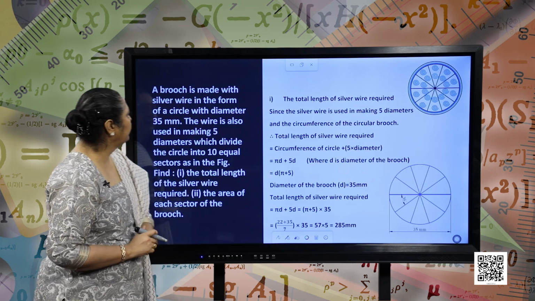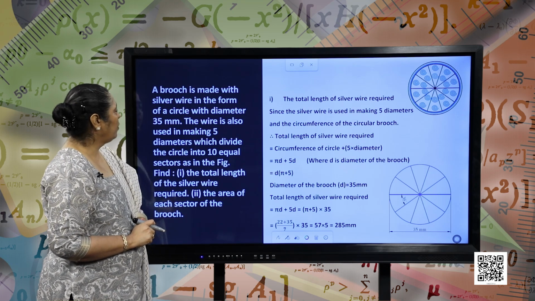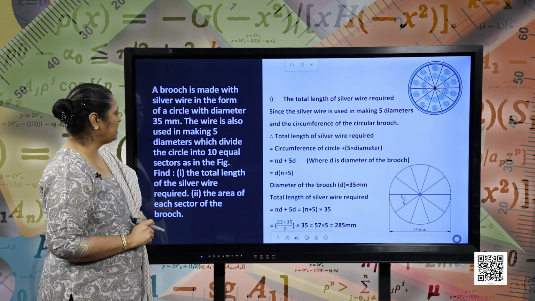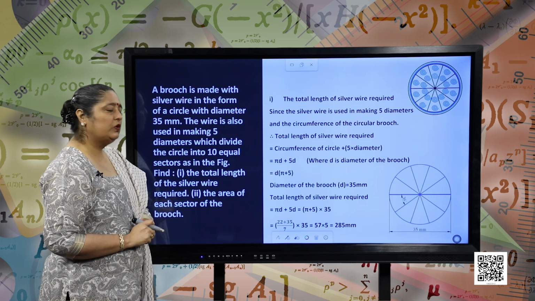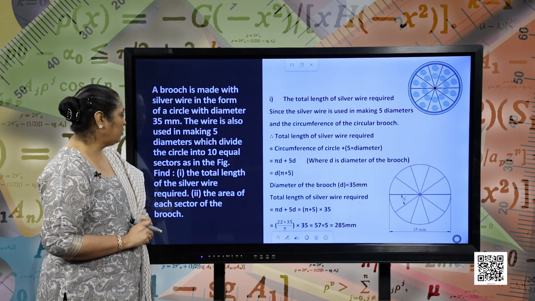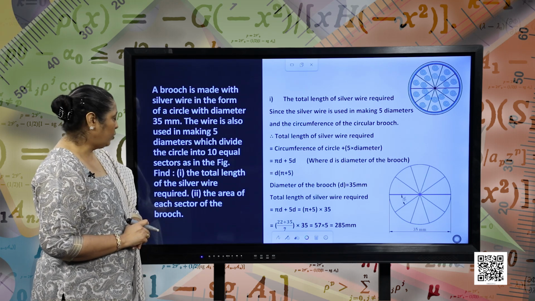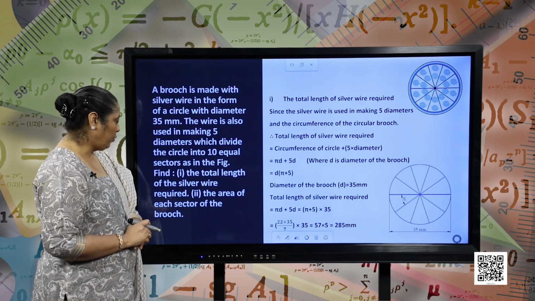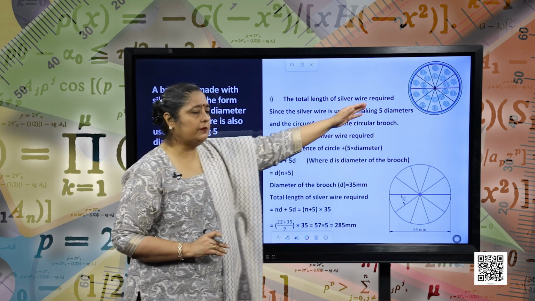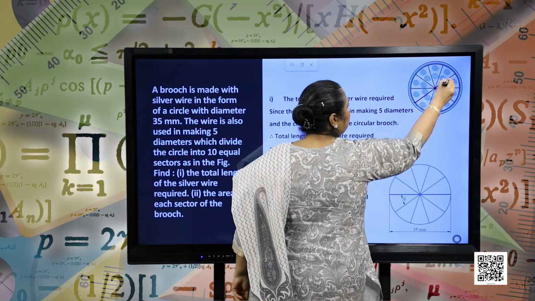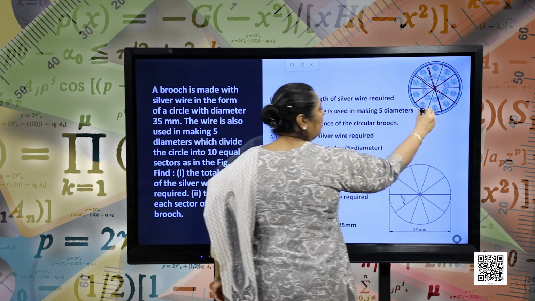Let us move forward. A brooch is made with silver wire in the form of a circle with diameter 35 millimeter. The wire is also used in making 5 diameters which divide the circle into 10 equal sectors as shown in the figure. Find the total length of the silver wire required and the area of each sector of the brooch. You can see the brooch here. These are the diameters wherein the silver wire is used. Also, the silver wire is used in the outer.